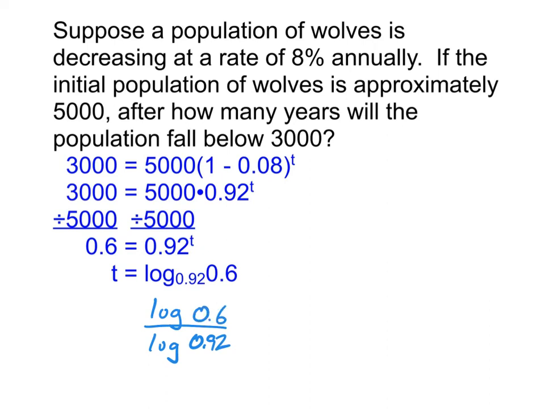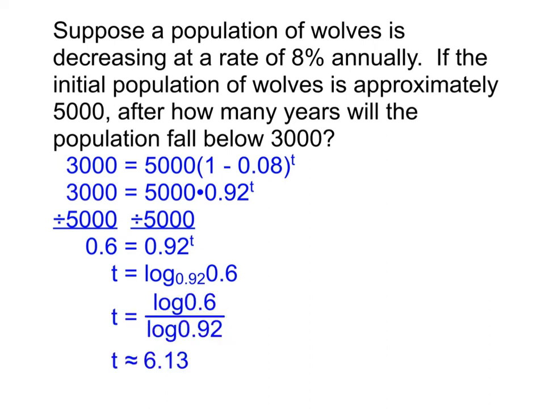And so then type that number into your calculator. You should be getting a value of about 6.13 for our final answer here. So it's going to take a bit over 6 years for this wolf population to drop below 3,000.